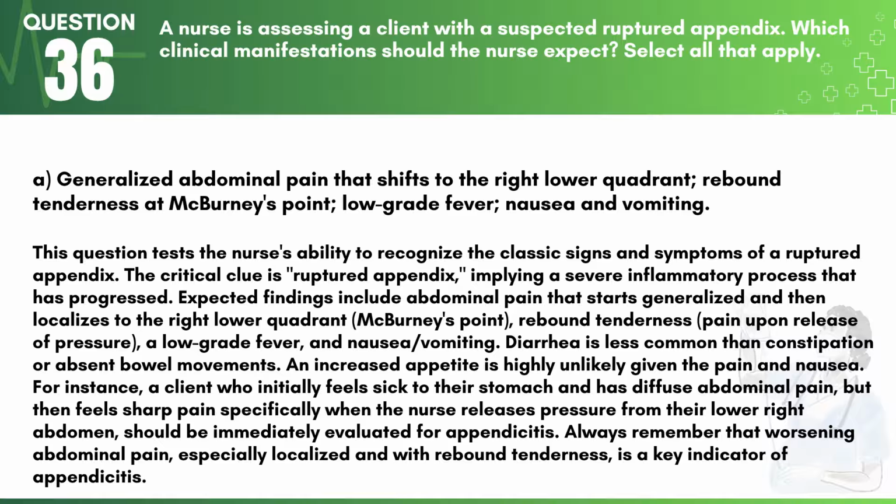Diarrhea is less common than constipation or absent bowel movements. An increased appetite is highly unlikely given the pain and nausea. For instance, a client who initially feels sick to their stomach and has diffuse abdominal pain, but then feels sharp pain specifically when the nurse releases pressure from their lower right abdomen, should be immediately evaluated for appendicitis. Always remember that worsening abdominal pain, especially localized and with rebound tenderness, is a key indicator of appendicitis.